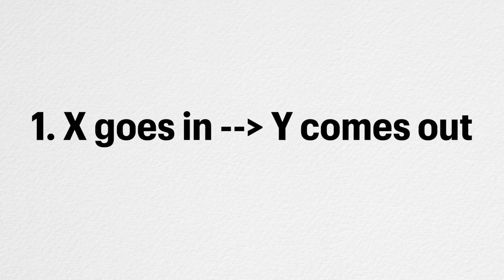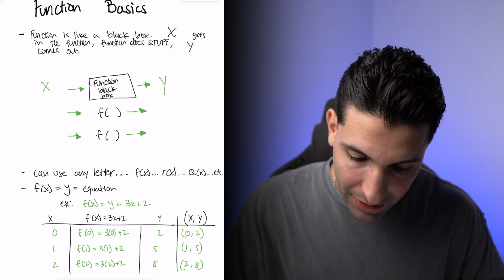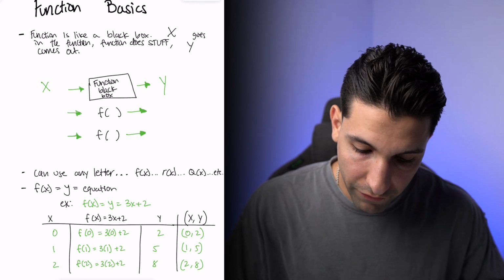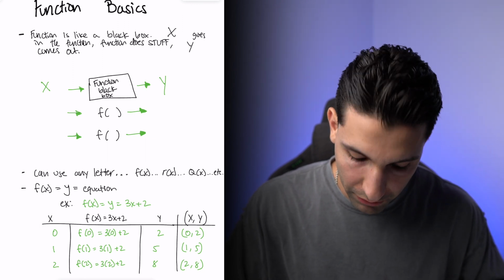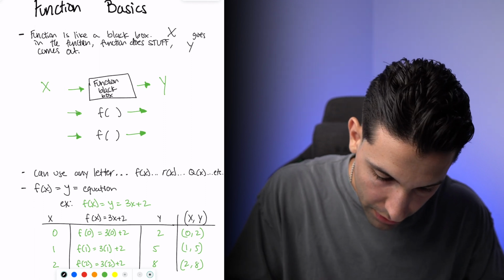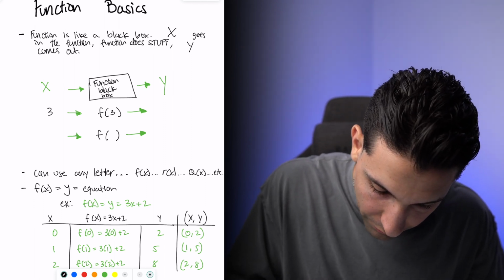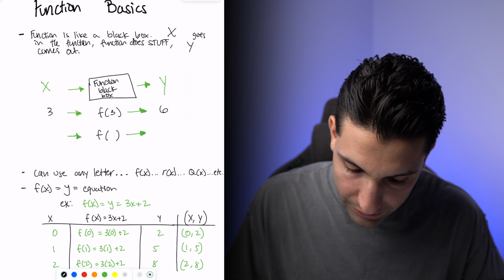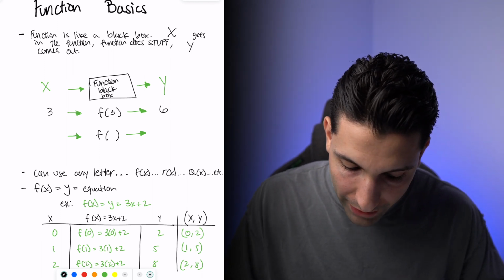Key number 1. A function is just where an x goes in and a y comes out. So a function is like a black box. X goes in, the function does stuff, y comes out. If we look at an example here, let's make x 3. f of 3 equals 6 in this case. So x is 3, y is 6.